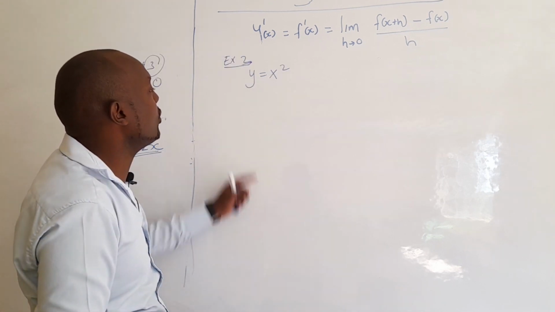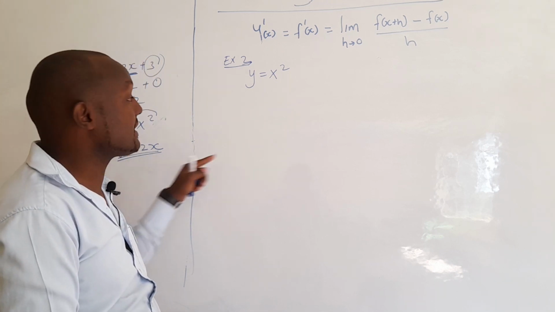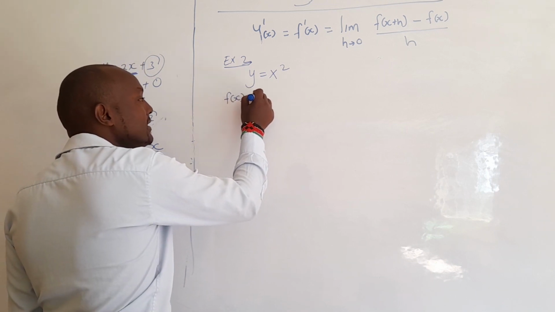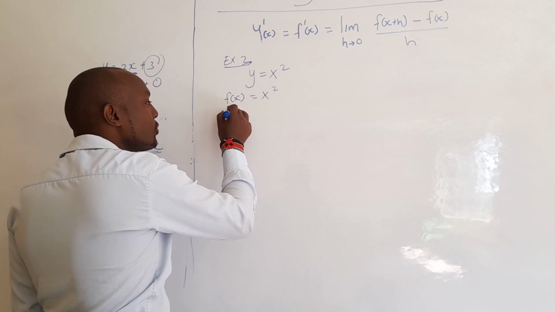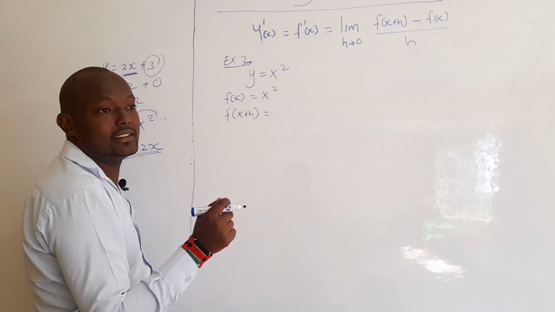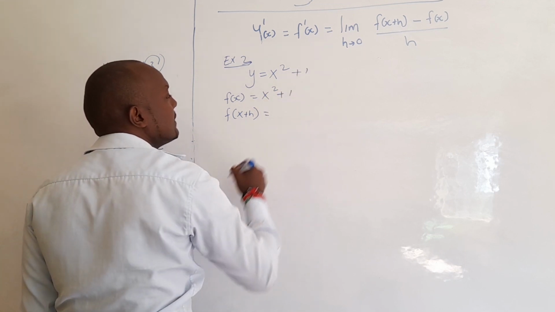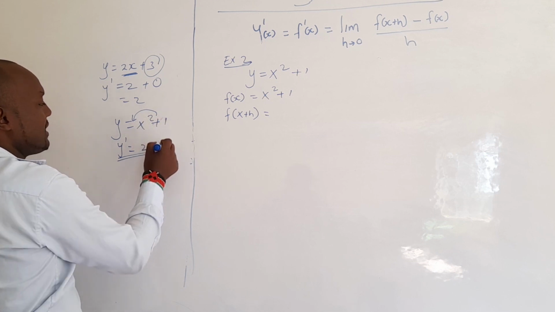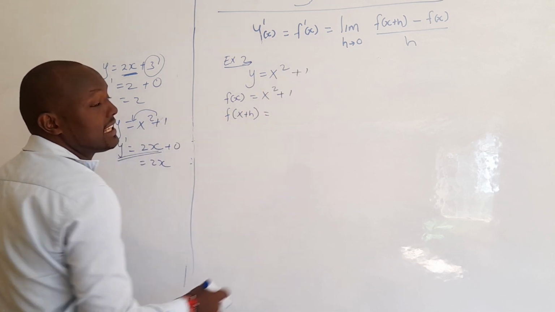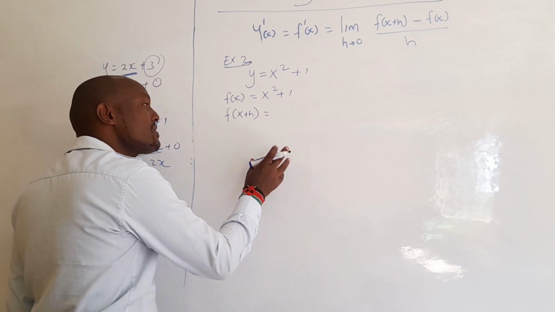Our third example, y is equals to x squared, where we have said automatically we know it will be 2x. But how do we solve this one using first principle? Remember, our function is x squared. So what will be our function x plus h? We said wherever we have x squared, assume we added 1, because even if you add plus 1, this is plus 0, we will just get 2x. So assume it like that so that we get used to complicated equations. We are using first principle.